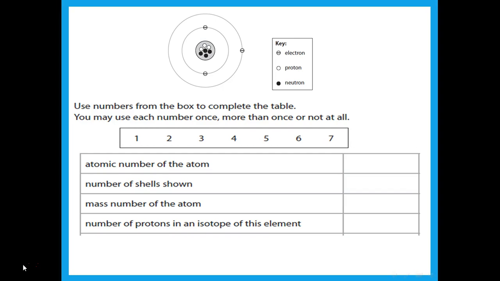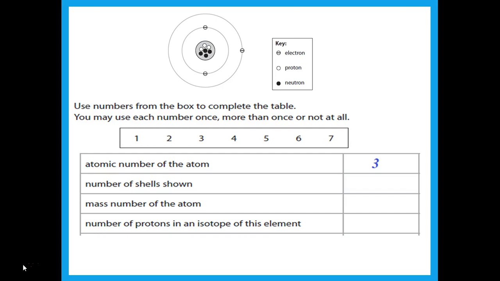Use numbers from the box to complete the table. Atomic number of the atom. So this diagram that we have there, he has a key. So it is the white circles that are protons. The atomic number is the number of protons. So you have 3 white circles in the nucleus. So the proton number is 3. Our atomic number is 3.